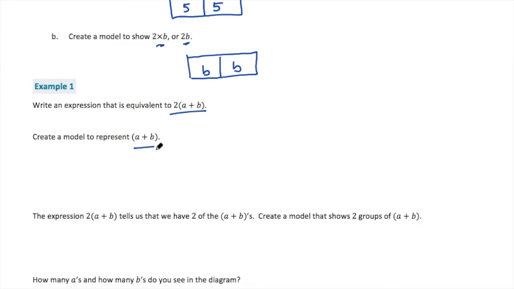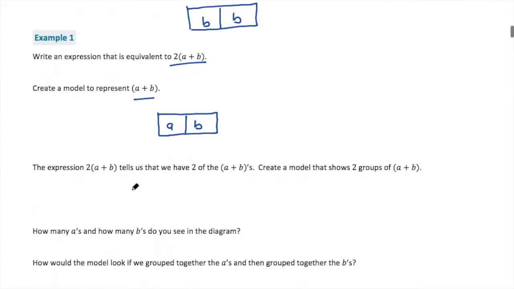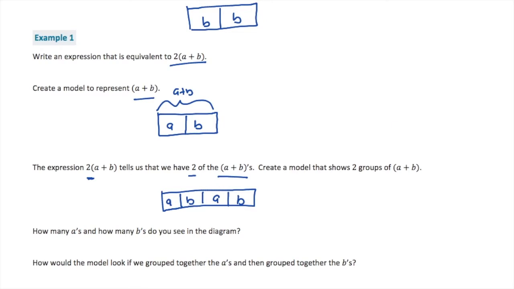So 2 times the quantity a plus b. Let's start with a plus b. That's a block of a and a block of b. Together they make up a plus b. So now if we want to double that, that means 2 a's and 2 b's. So we start by making one a plus b block and then another a plus b block. So here we have the first and the second. Each are a group of a plus b.